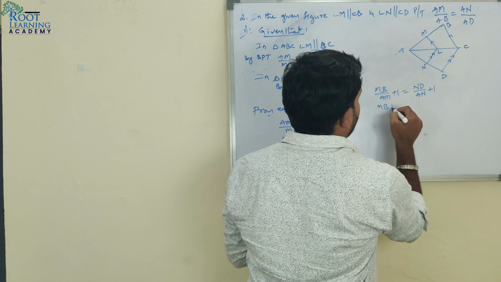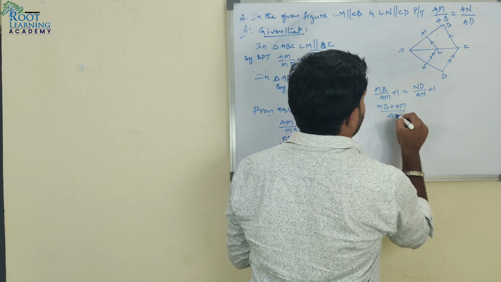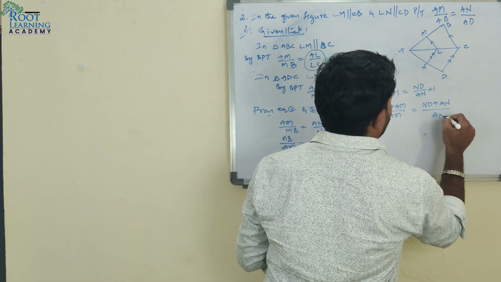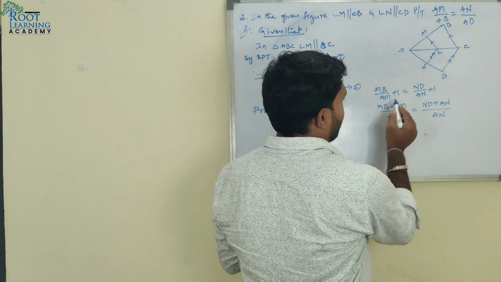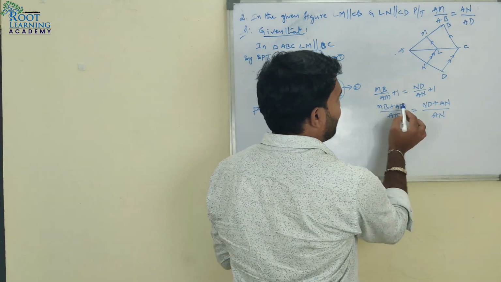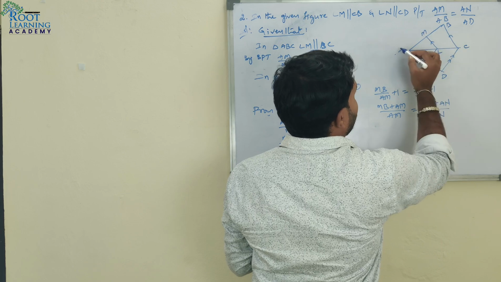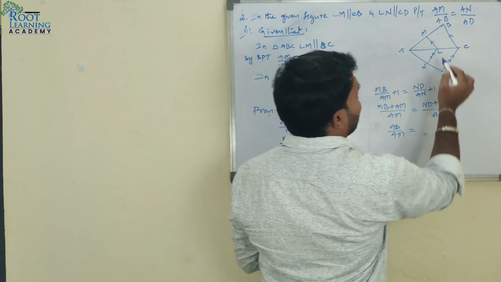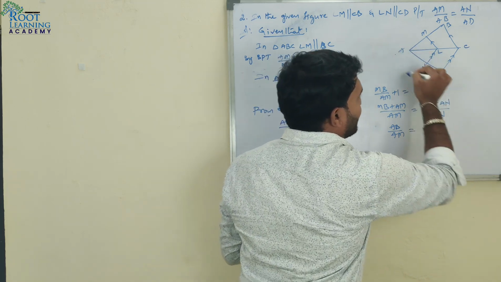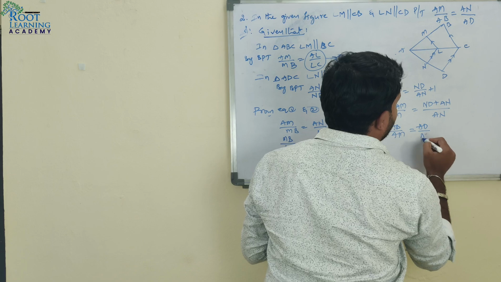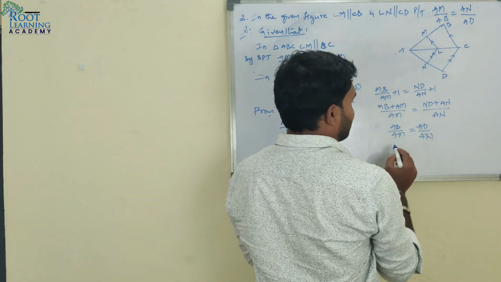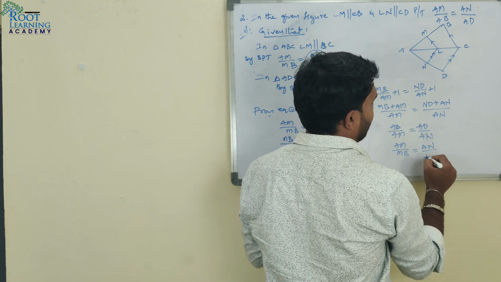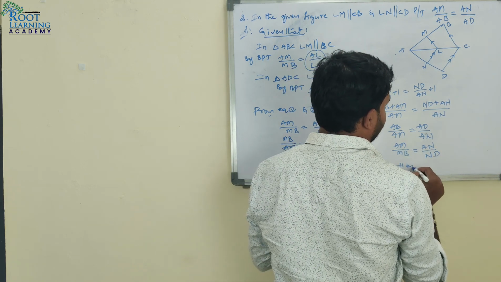So MB plus AM by AM is equal to ND plus AN by AN. Right? So this is by doing the LCM process. MB plus AM is equal to AB. So AB by AM is equal to ND plus AN. See, ND plus AN, the total is equal to AD. So AD by AN. Just reciprocal again, so that you will get AM by MB is equal to AN by ND. Hence proved.